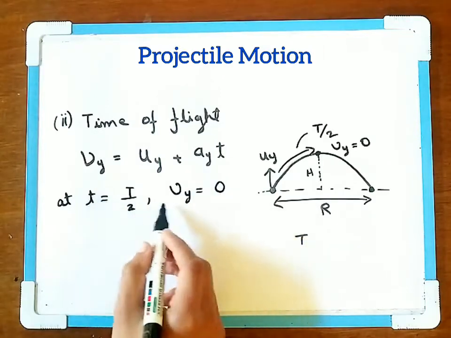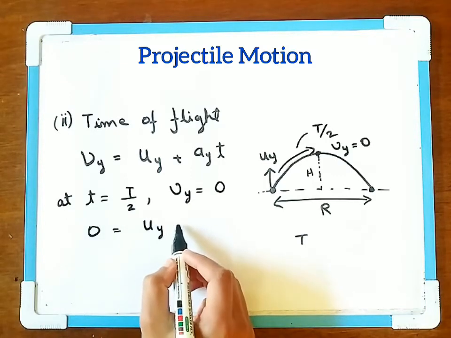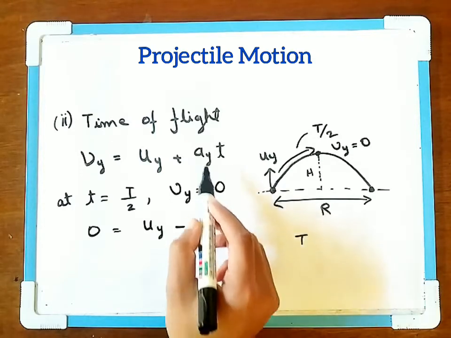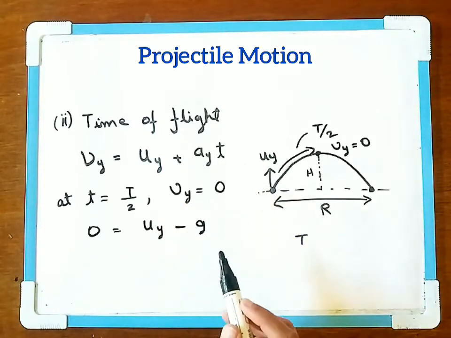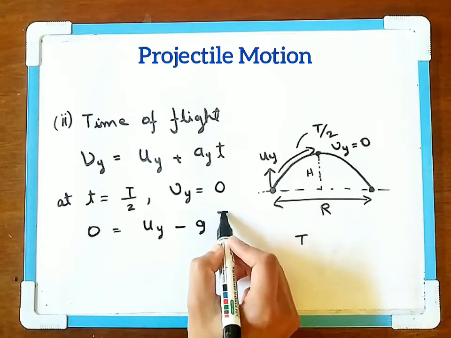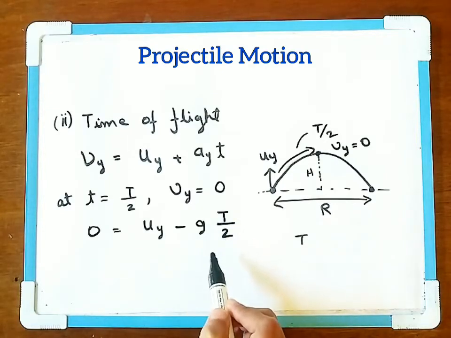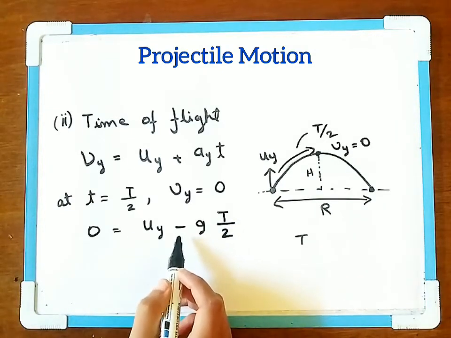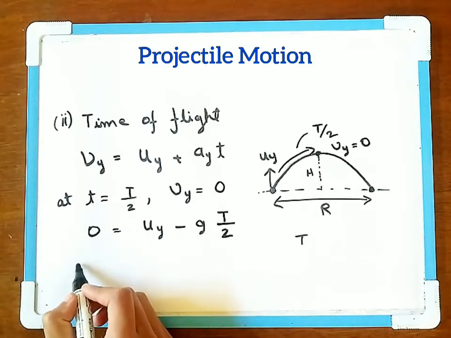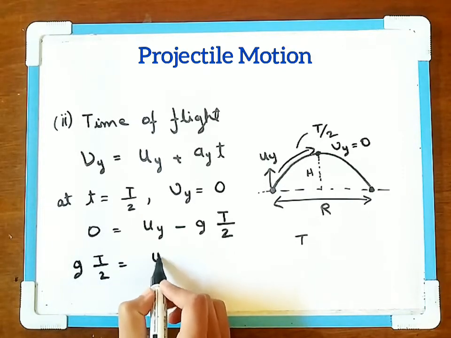So here if you put this in, you'll get 0 is equal to Uy, then minus g, because the acceleration along the y-axis is always negative and is denoted by g. Then we have t equal to T by 2. Now here, remember, this T is the time of flight. So here we bring this term to this side, we'll have g T by 2, and this is equal to Uy.